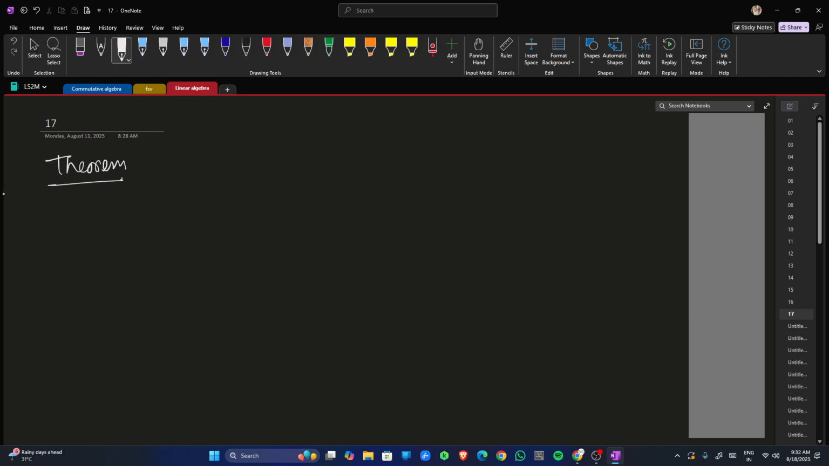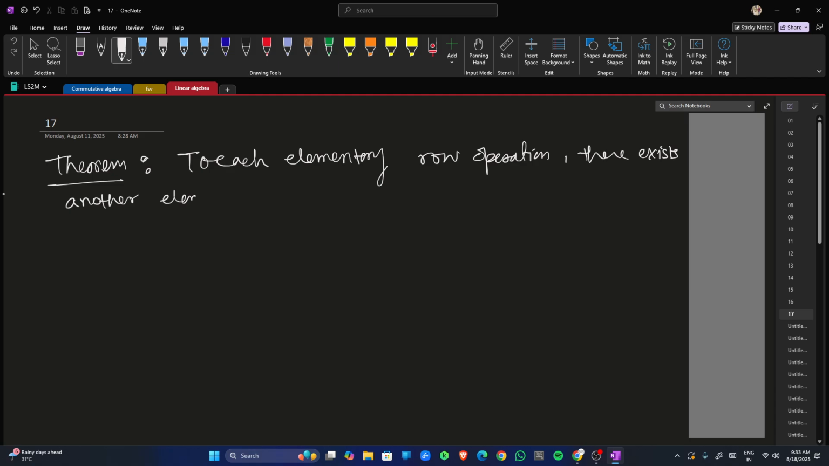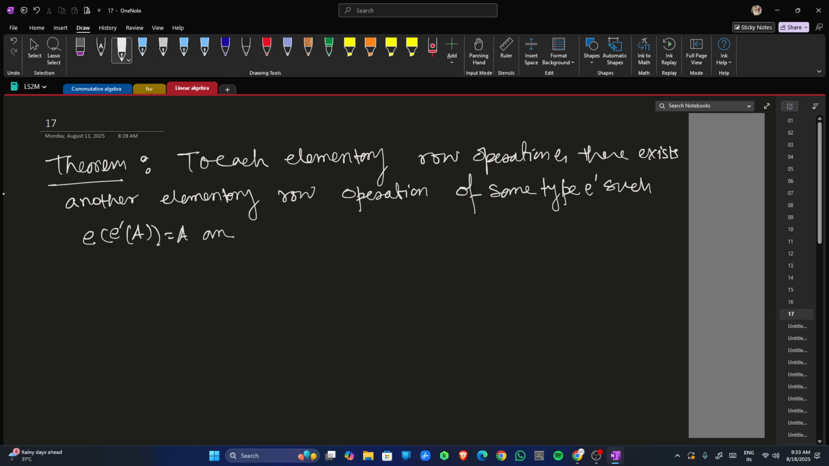Okay, elementary row operation theorem. To each elementary row operation, there exists another elementary row operation of the same type, such that e plus of a equal to a, and e prime of e of a equal to a. Proof.